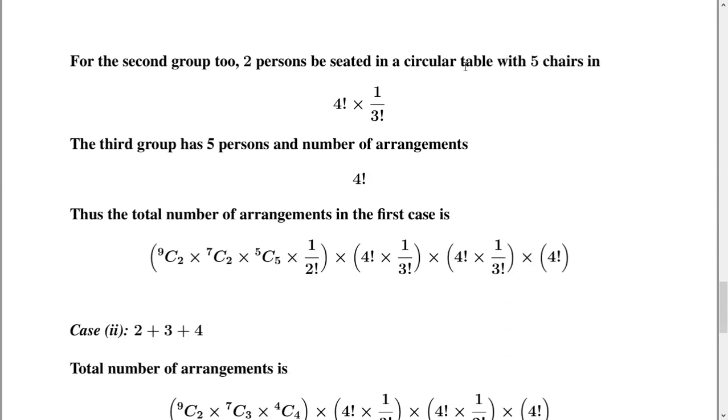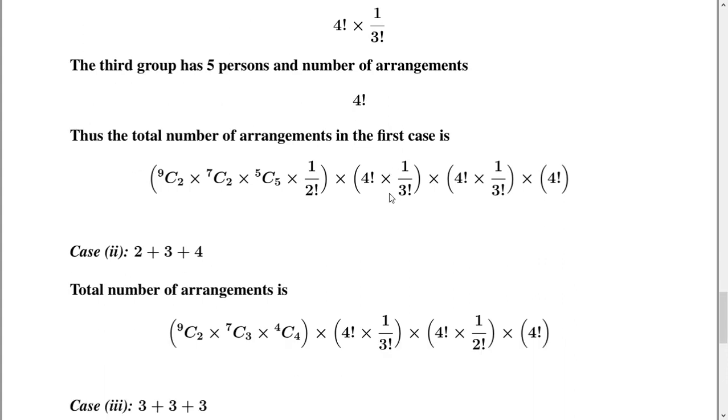So for the second group too, there are 2 persons who need to be arranged around the table. So there are 4 factorial by 3 factorial ways of doing that. And for the third group, there are 5 people, and therefore there are 4 factorial arrangements. The total number of arrangements, therefore, in the first case is the product of all this: the number of ways of grouping them, the number of arrangements in the first table, the number of arrangements in the second table, and the number of arrangements in the third table.